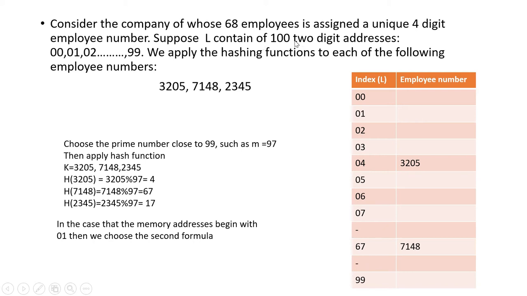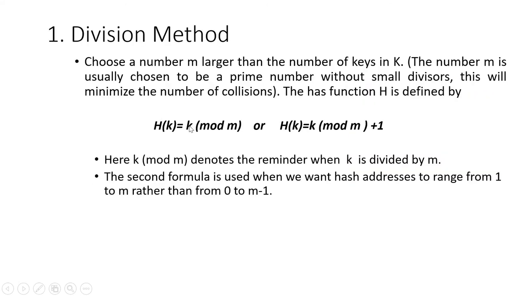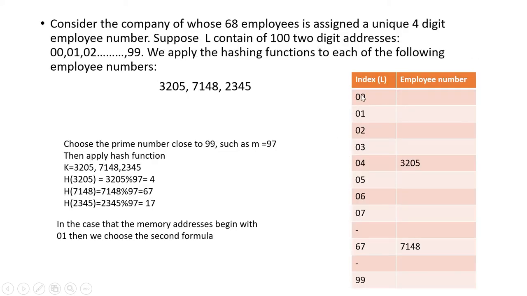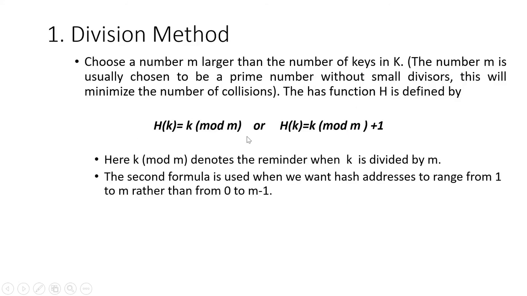And you want to store each and every employee number into this table using a hashing function. Which hashing function are you going to use? The division method hashing function, and store that particular record in this location which has 100 addresses. Now what is our equation here? The equation is h(k) = k mod m, or you can use k mod m + 1. But in this case, your index is starting from 00, so we are going ahead with the first equation.